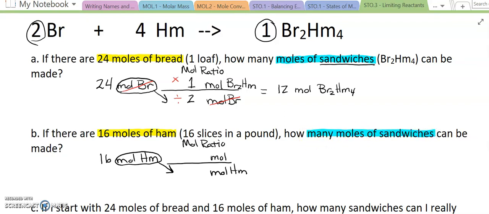So I'm going to go to the exact same point, except the coefficients from my balanced equation now are going to be a 4 in front of the ham, and still a 1 in front of my sandwiches. And again, multiplying the top, dividing the bottom. But this time, I can make 4 moles of sandwiches.